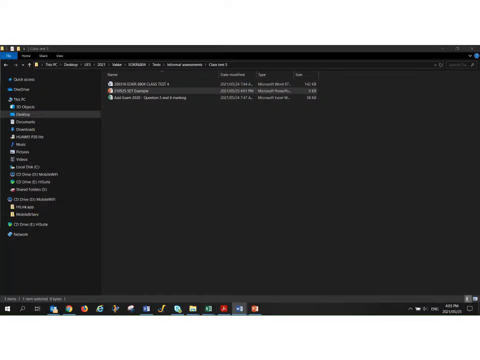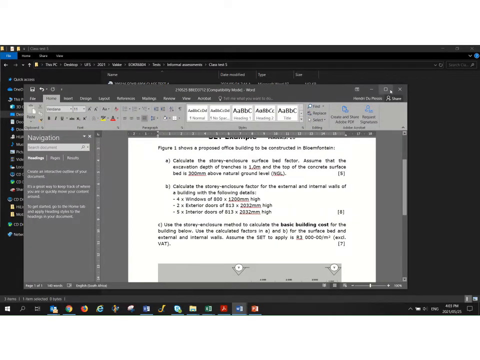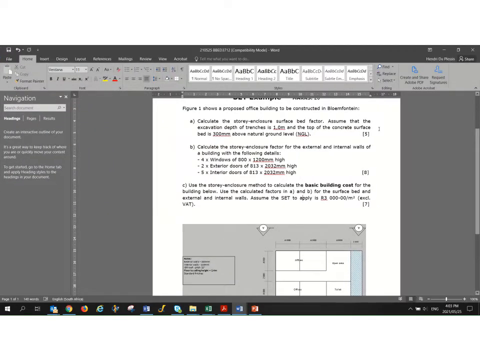Hi everyone. This is a recording just to show you an example of the story enclosure method and how it might be asked, or the things that you need to consider whenever applying the story enclosure method. So I've got a nice question here that I set up this afternoon.